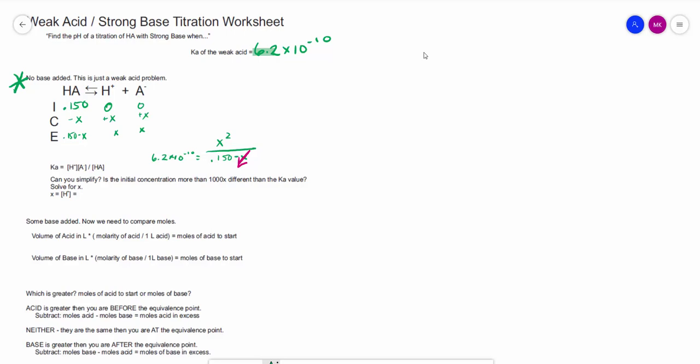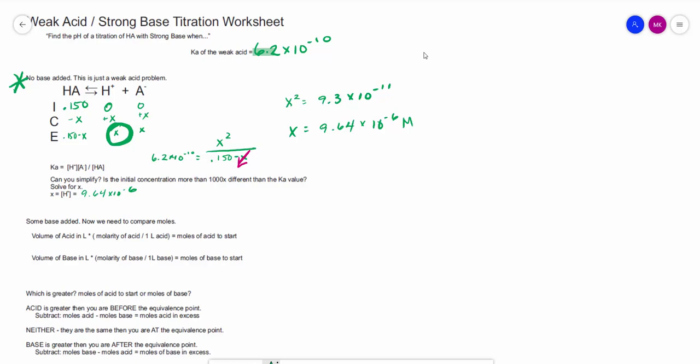So we're going to take our 6.2 times 10 to the negative 10, and we're going to multiply that by the denominator, which is now 0.15. So X squared is equal to 9.3 times 10 to the negative 11. Now, in order to find X, I need to take the square root of that value. So I get 9.64 times 10 to the negative 6. Capital M, molarity, is the unit. Now, you have to understand what that X signifies, and that X is the concentration of the hydrogen ion at equilibrium. So I'm going to fill that in here.